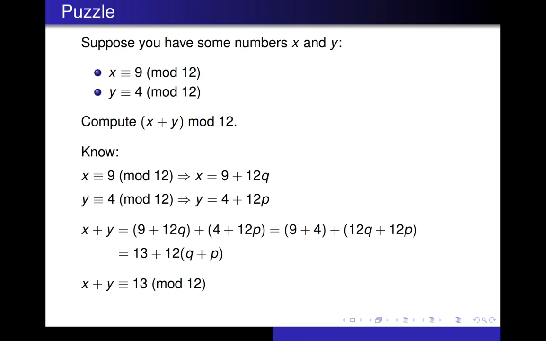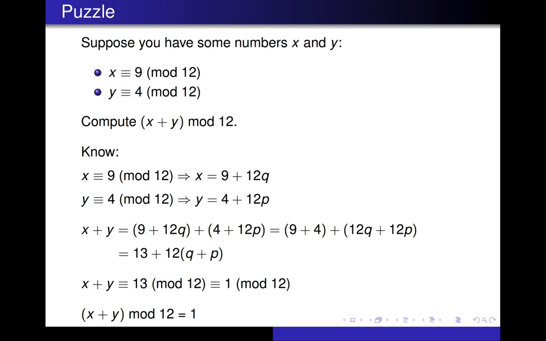Now, of course, we want x plus y mod 12, which means we want it to be a remainder. 13 is too big for a remainder. Fortunately, though, 13 mod 12 is 1, and so that tells us that x plus y mod 12 is going to be equal to 1. Pretty nice, especially since we didn't know what x plus y are.